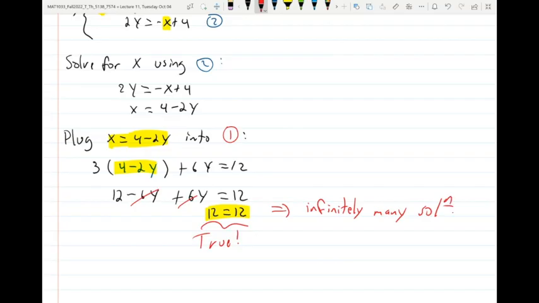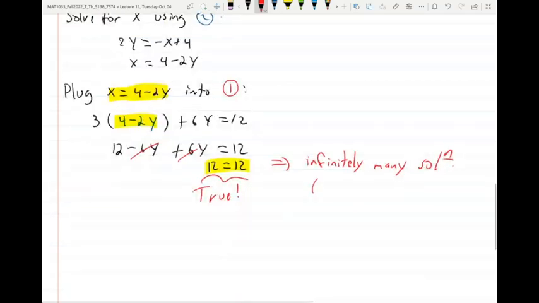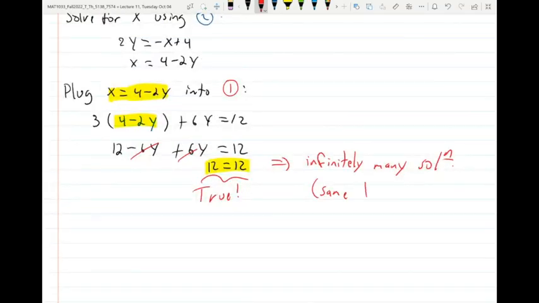This is the case of infinitely many solutions. In other words, we have the same line. We're going to verify it soon. Now, how do we write the answer? So how do we write the solution set? Because now there is a solution set that is infinitely many. This is what we write.